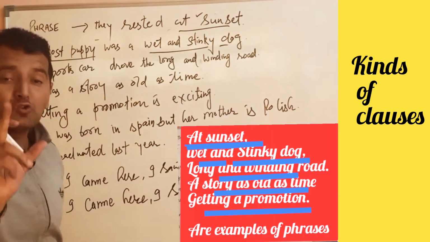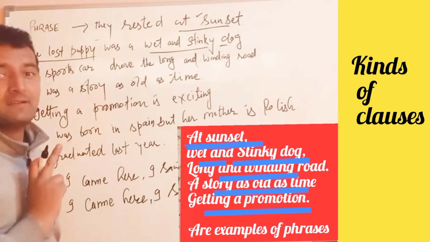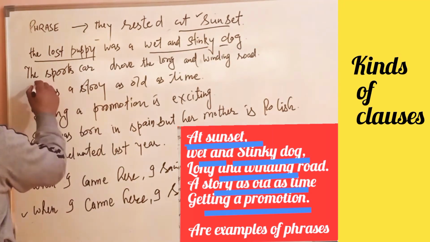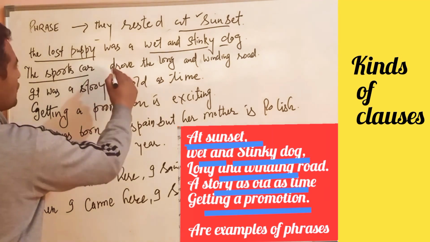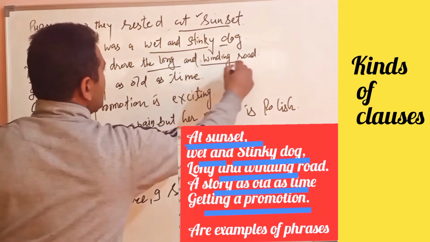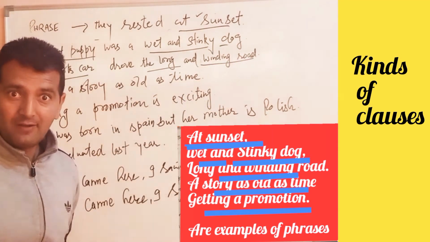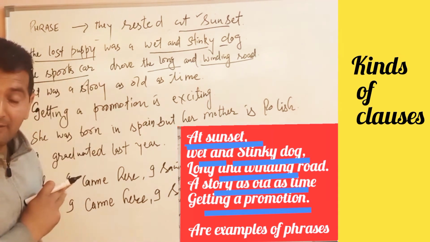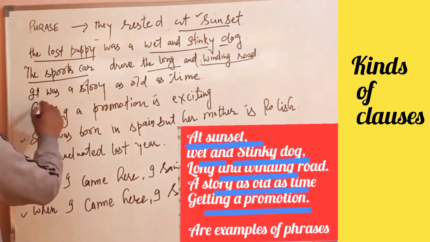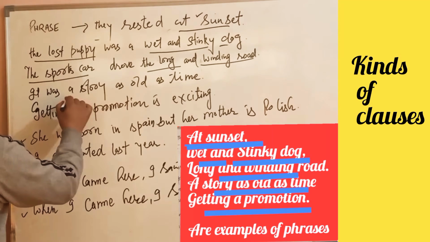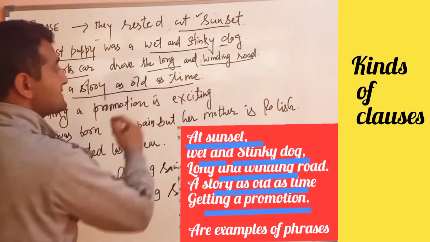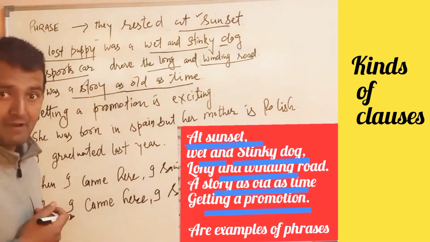It has two phrases in the sentence here. Next, the sports car drove the long and winding road. It has two again here, two phrases. Next, it was a story as old as time. This is again a phrase.